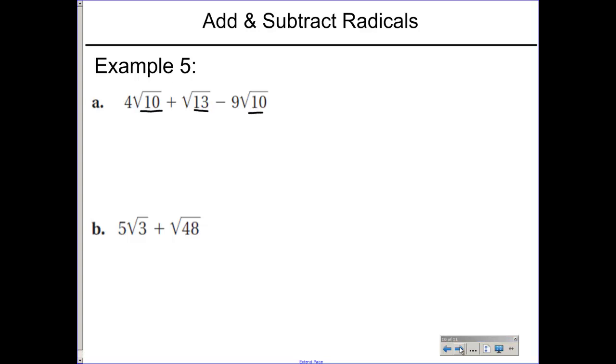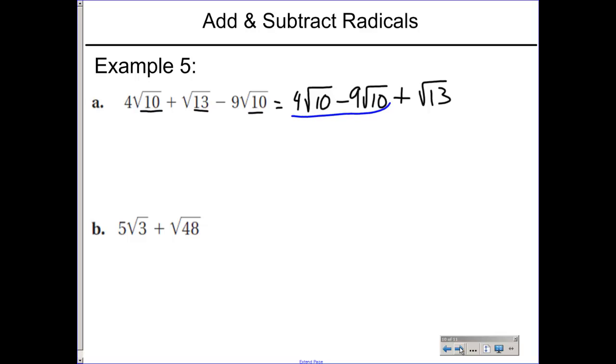Anything that has a radical that's the same underneath the radical sign is a like term with other radicals that have the same number underneath the sign. So if I'm going to simplify this, I see that I have a square root of 10 up in the front and up in the back. So all I'm going to do is rewrite my problem to become 4 square root of 10 minus 9 square root of 10, and then push the plus square root of 13 to the back.